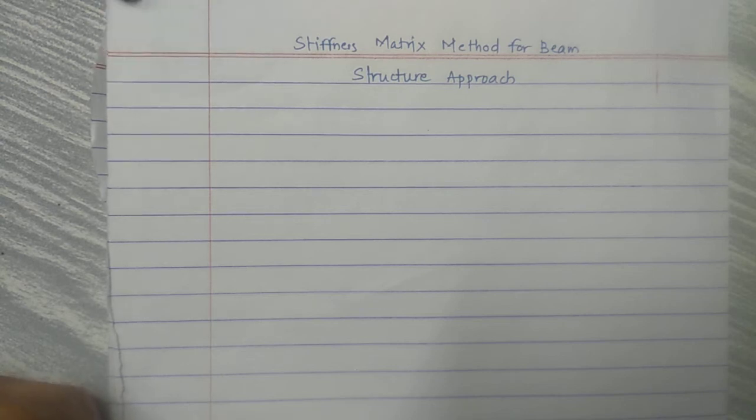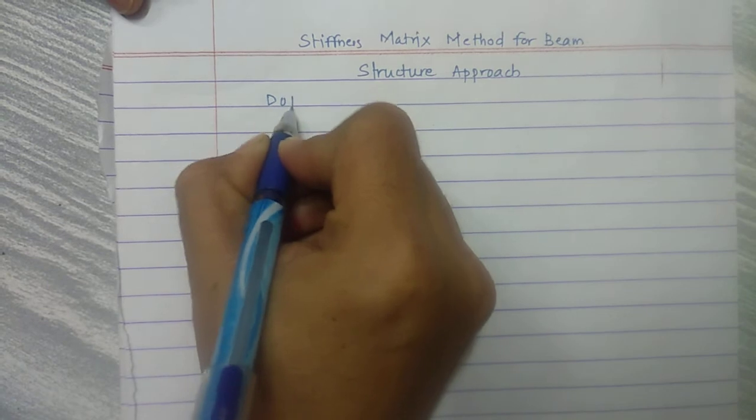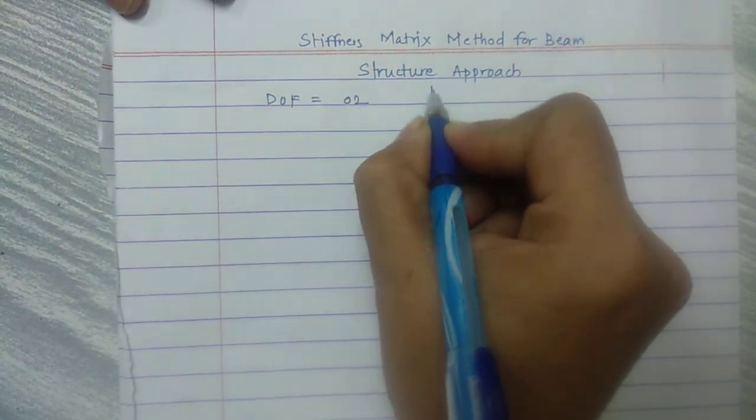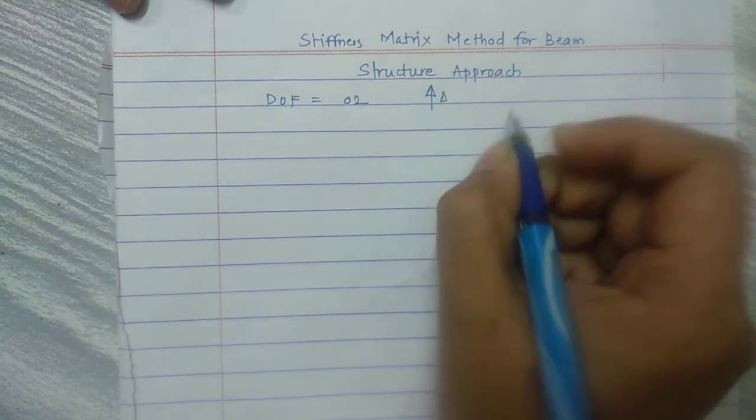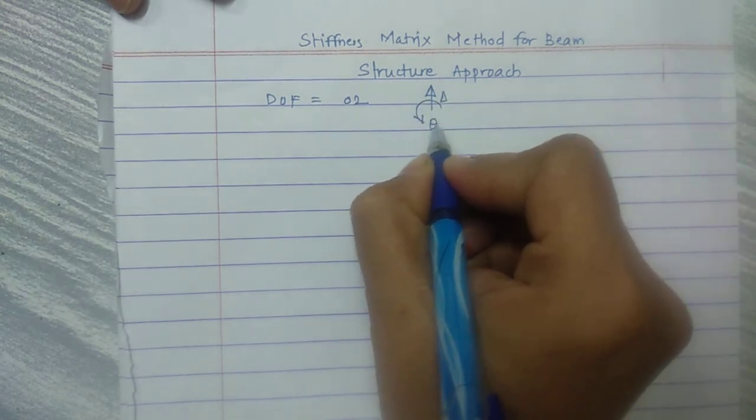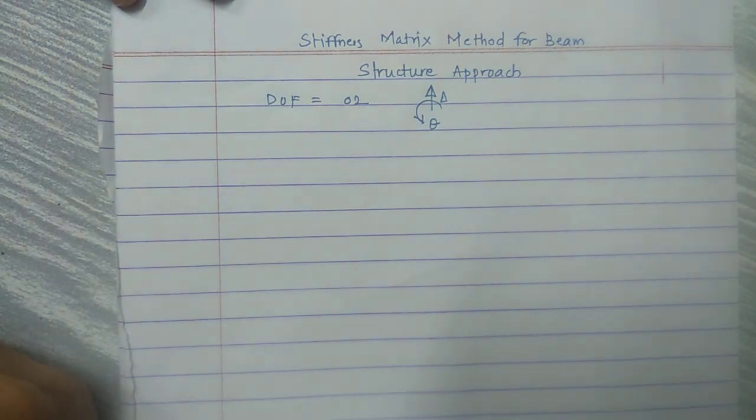So for a beam, we have 2 degrees of freedom per node, and those 2 degrees of freedom are: one is translation, that is delta, and second is rotation, that is theta. These two are the degrees of freedom per node. In the member approach we consider these 2 degrees of freedom at each joint, and applying the boundary conditions, we come to know what the unknown degrees of freedom are. Now here we will see one by one for each support how to calculate the degree of freedom.